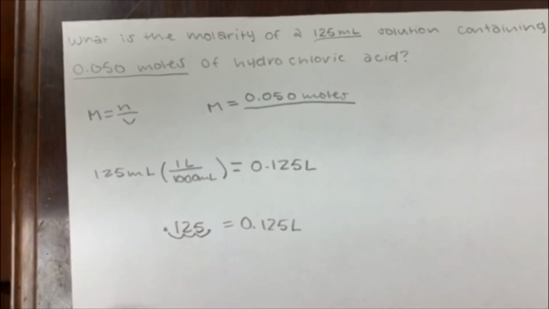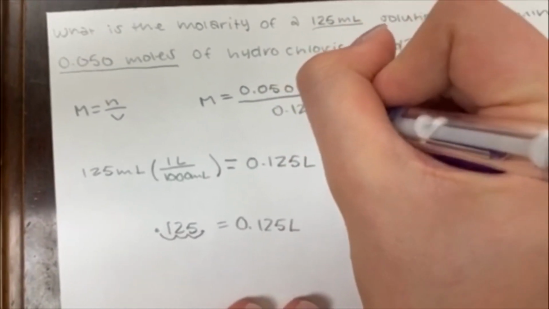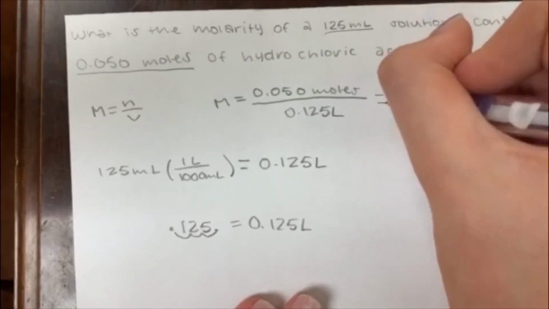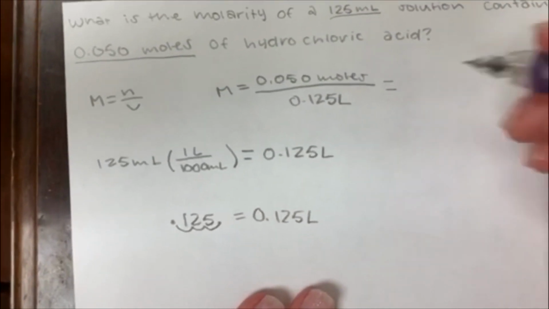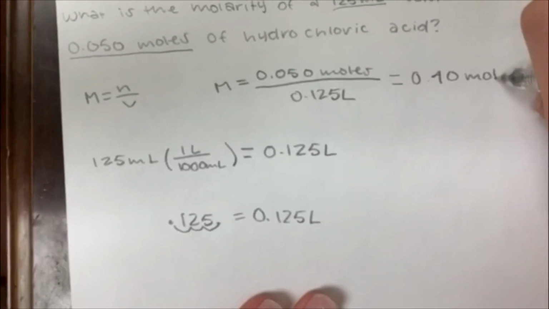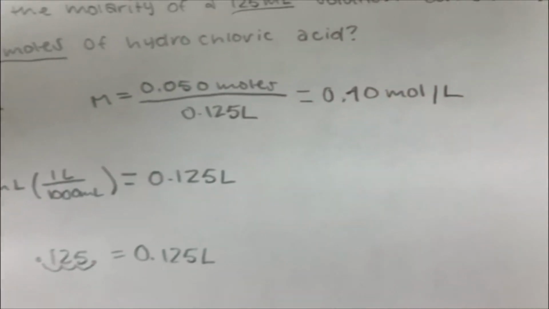Now that we know V, we can plug it back into our equation. And that total comes out to, after you plug it into your calculator, 0.40 moles per liter. That's it.